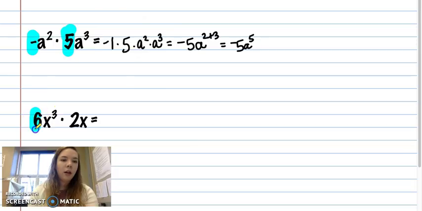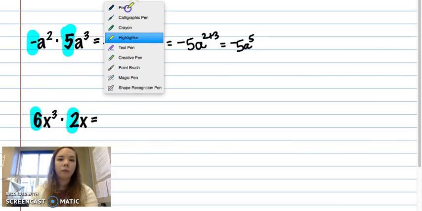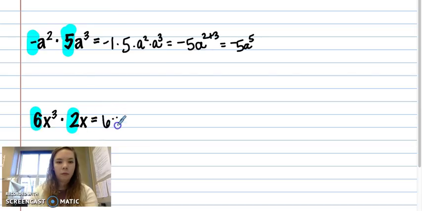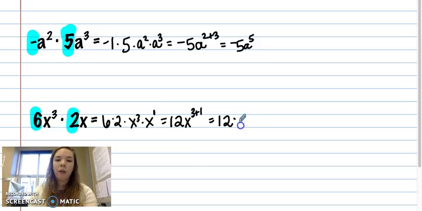Same thing down here. I'm going to multiply 6 and 2 like normal. Then I still have x cubed times x, which is really to the 1st power. 6 times 2 is 12. 3 plus 1 is 4. So we have 12x to the 4th power.